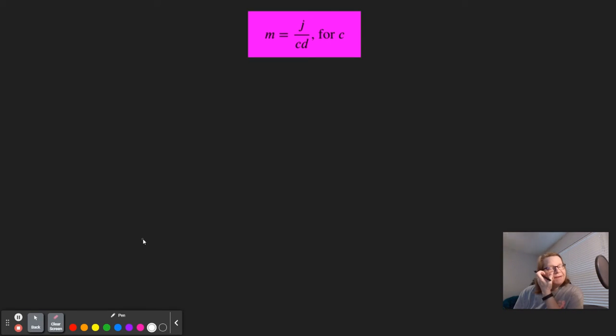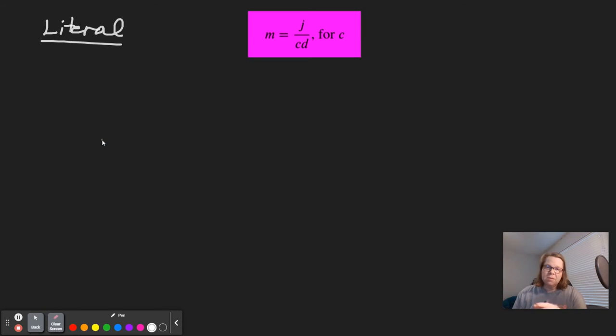Hey y'all, Miss Kennedy here, and today we are looking at literal equations. So not linear equations, which sounds almost the same and is spelled a lot the same, but literal. L-I-T, yeah, literal.